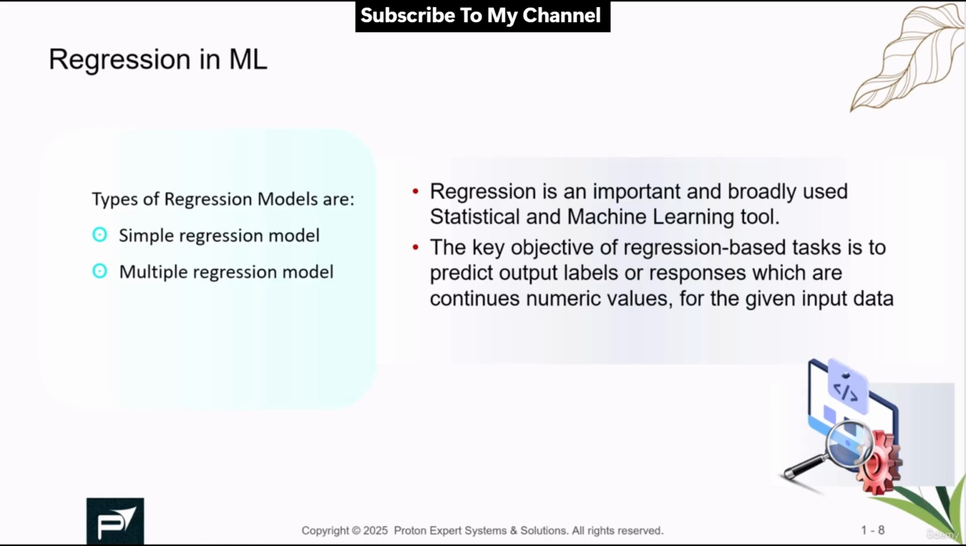This is the basic regression model in which predictions are formed from a single feature of the data. Multiple regression model. In this regression model, the predictions are formed from multiple features of the data.